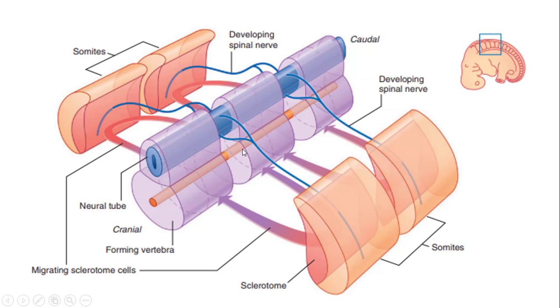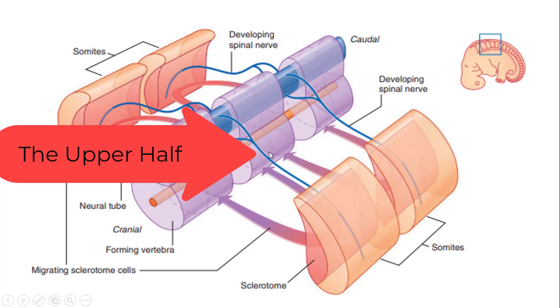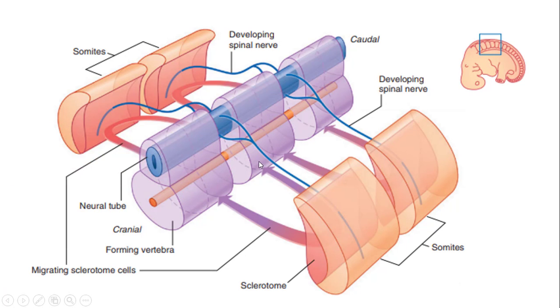Let's take a look at this middle vertebra, for example. This vertebra is divided into upper half and lower half. The upper half of each vertebra is derived from the inferior or the caudal part of the somites above from each side, and the inferior half or the caudal part of the vertebra is derived from the cranial parts of the somites below. So each vertebra is composed of upper half and lower half.